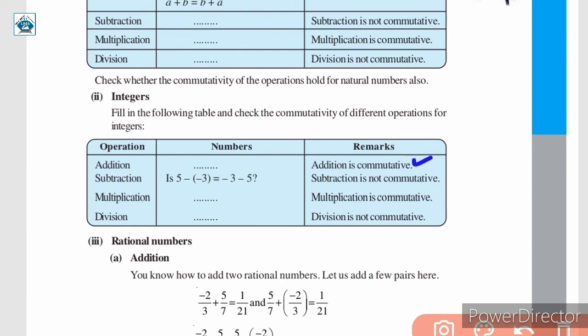So addition is commutative. In the similar manner, you are given an example for subtraction. So you have to find another example for subtraction. In the similar manner, you need to find examples for why multiplication is commutative and why division is not commutative. So this is homework for you.